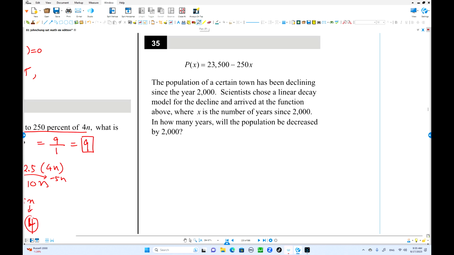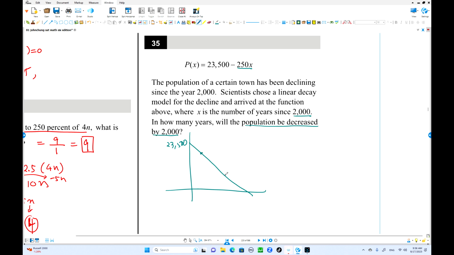This is number 35. The population P of a certain town has been declining since the year 2000. So from here, getting down, right? This is 23 and 5. The slope is negative 250. In how many years does the population decrease by 2,000?